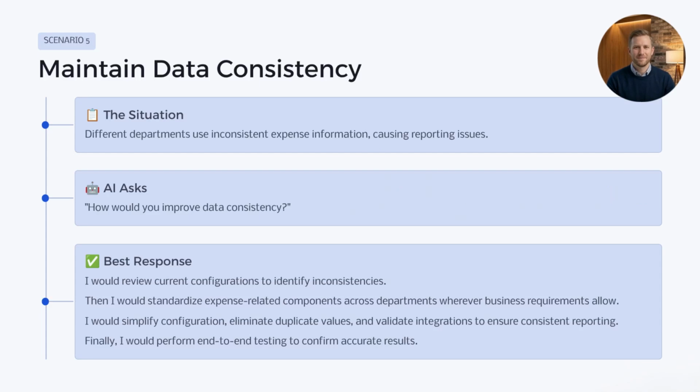Scenario 5. Maintain data consistency. Different departments use inconsistent expense information, causing reporting issues. AI Examiner. How would you improve data consistency? Best response. I would review current configurations to identify inconsistencies. Then I would standardize expense-related components across departments wherever business requirements allow. I would simplify configuration, eliminate duplicate values, and validate integrations to ensure consistent reporting. Finally, I would perform end-to-end testing to confirm accurate results.